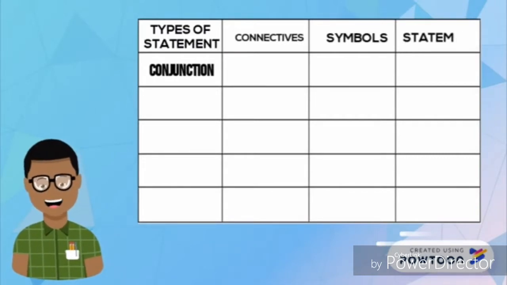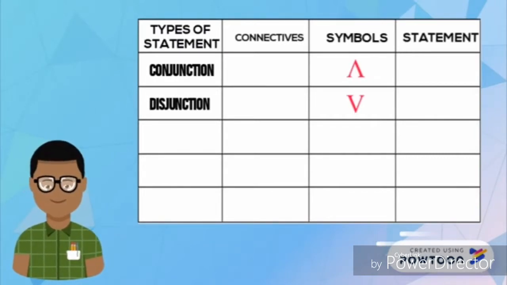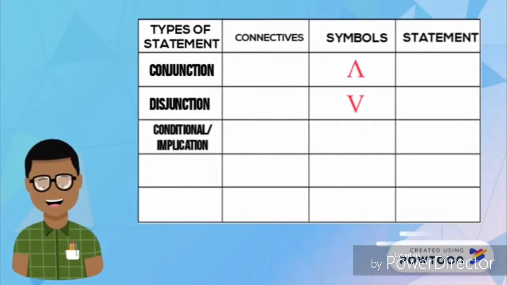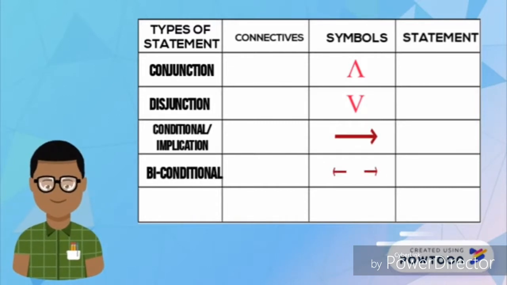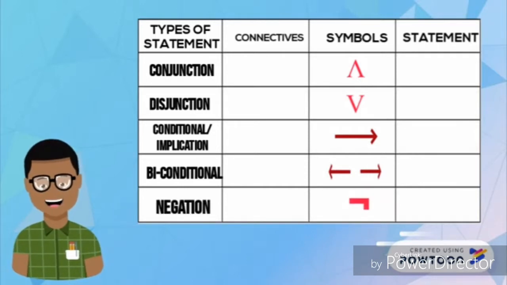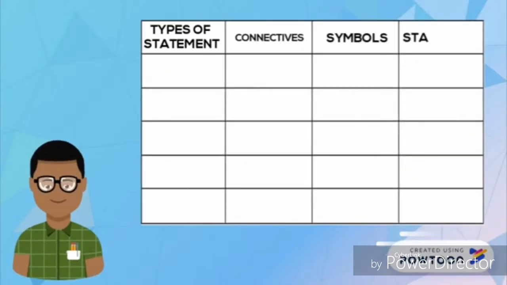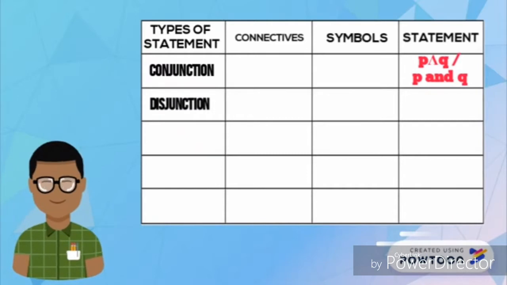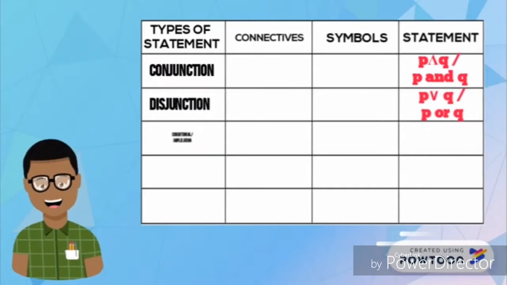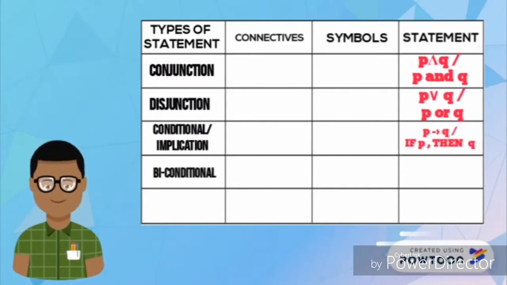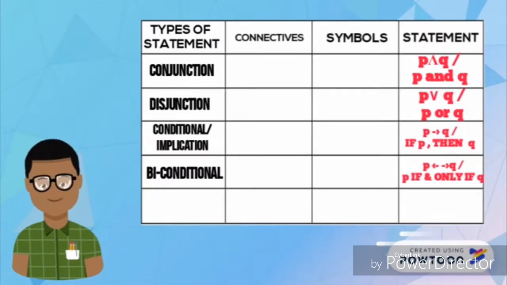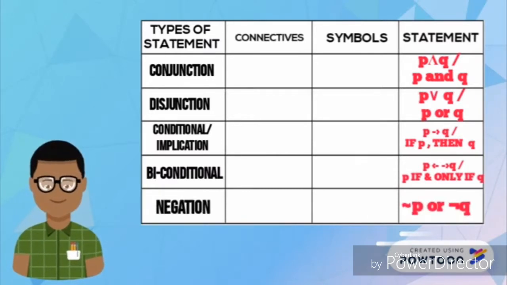In disjunction, the symbol is a letter v. In conditional or implication, right arrow. In biconditional, left and right arrow. In negation, dash with a tail. The statement in conjunction: P and Q. Disjunction: P or Q. Conditional or implication: if P then Q. In biconditional: P if and only if Q. In negation: not P or not Q.